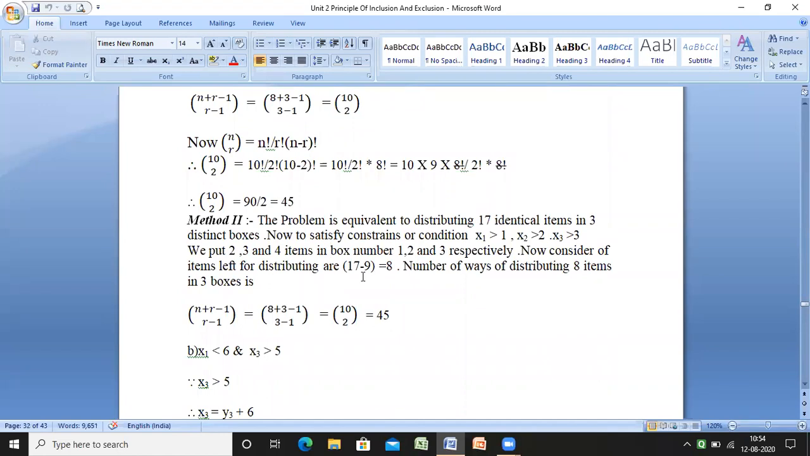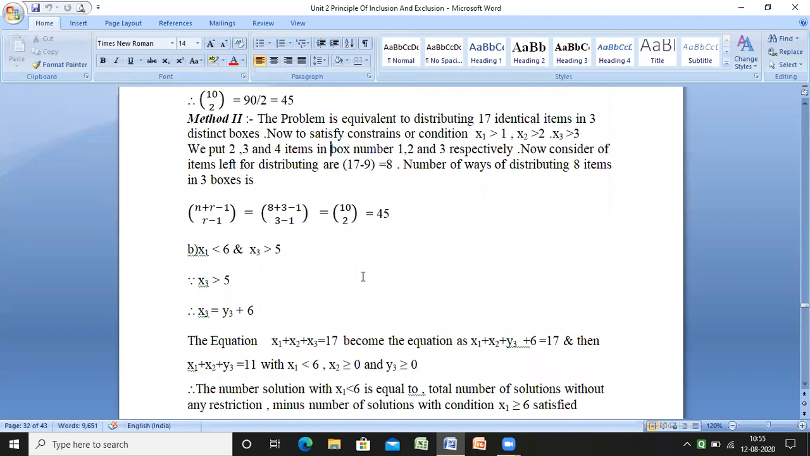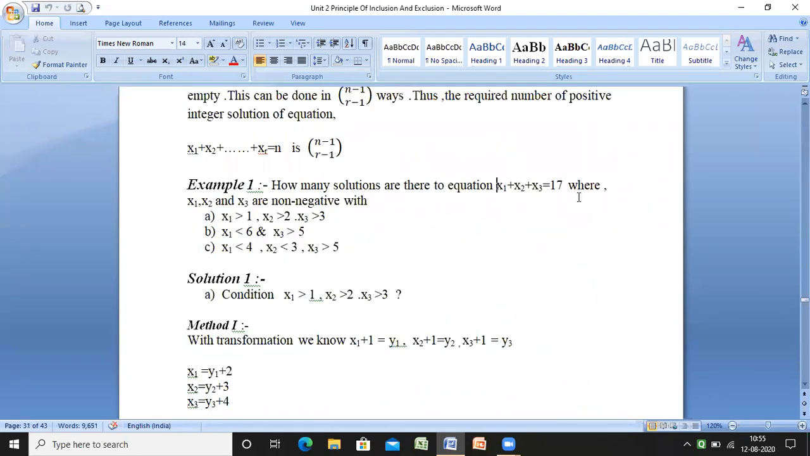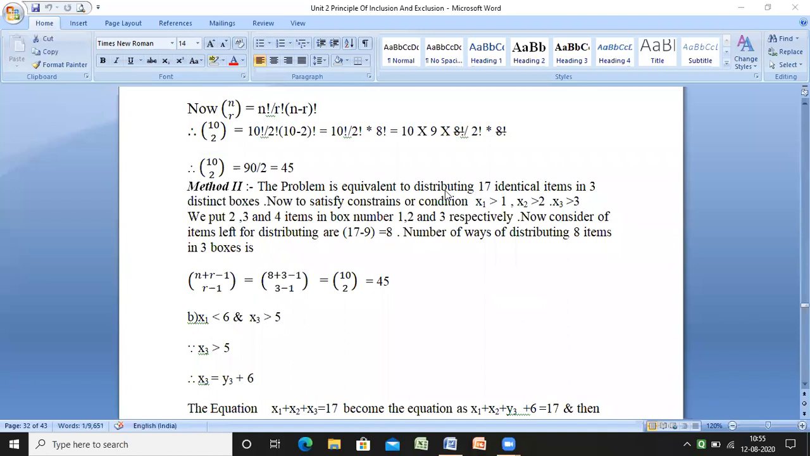Now let's come to another method they mentioned. They simplified the problem in another way. Remember the initial equation we have: x1 plus x2 plus x3 equal to 17. In this case, the problem is equivalent to distributing 17 identical atoms, because x1 plus x2 plus x3 equal to 17, into 3 distinct boxes, that means x1, x2 and x3.